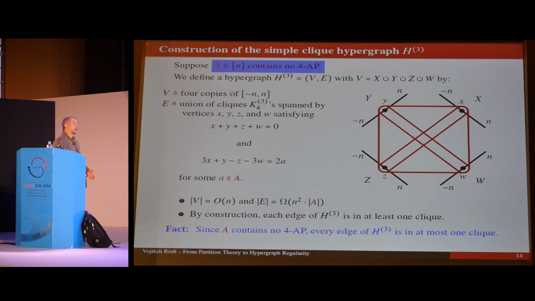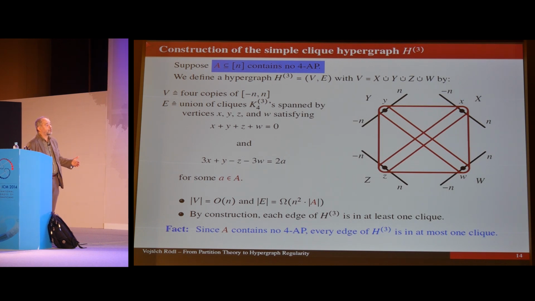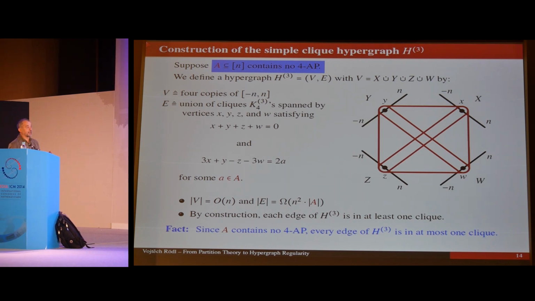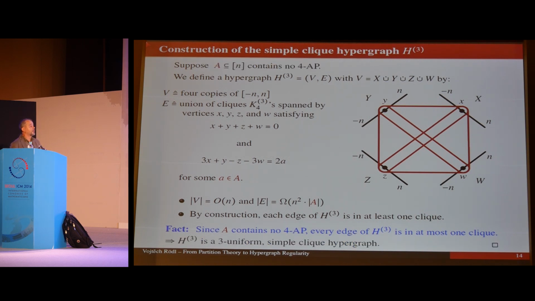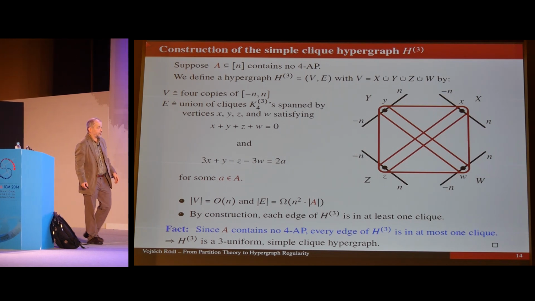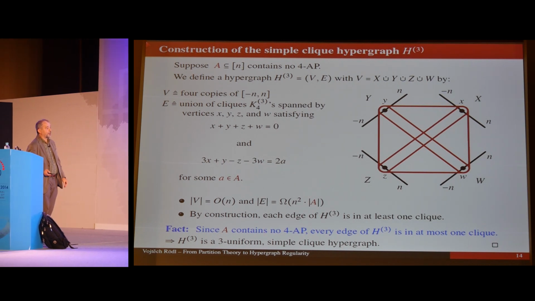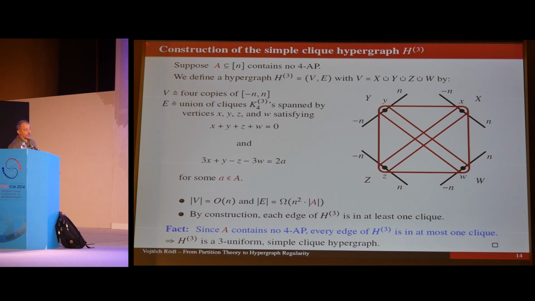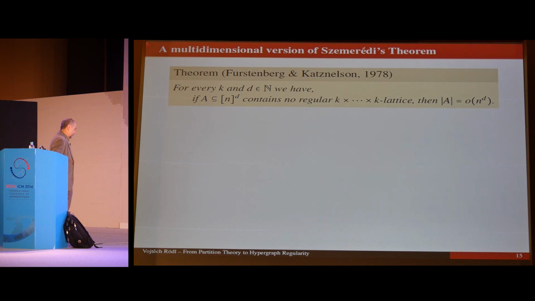But on the other hand, since A contains no arithmetic progression of length 4, one can show that every edge is in at most one clique. That would take half of a slide, but I will not bother you with that. It's a fact, and let's believe it. And therefore, every edge is in precisely one clique, which means that this is a simple clique uniform hypergraph with the given number of edges and number of vertices, which is all we needed to show to derive that cardinality of A is little o of n. So that is the connection.